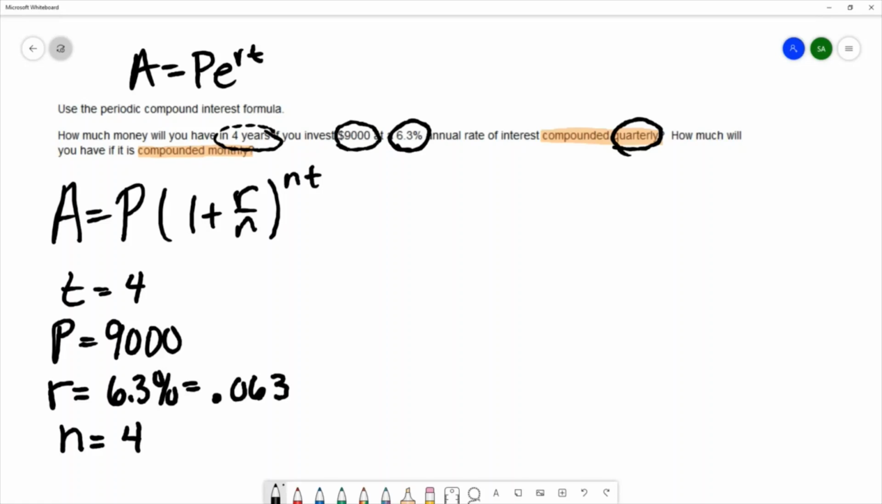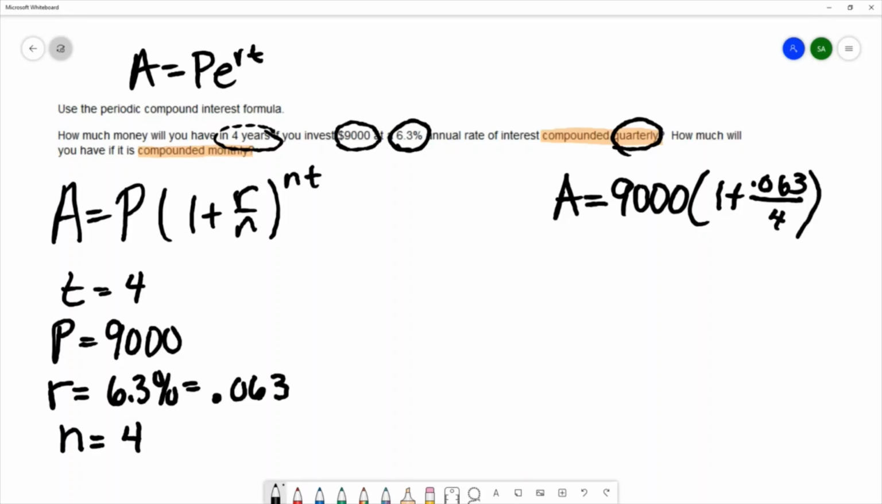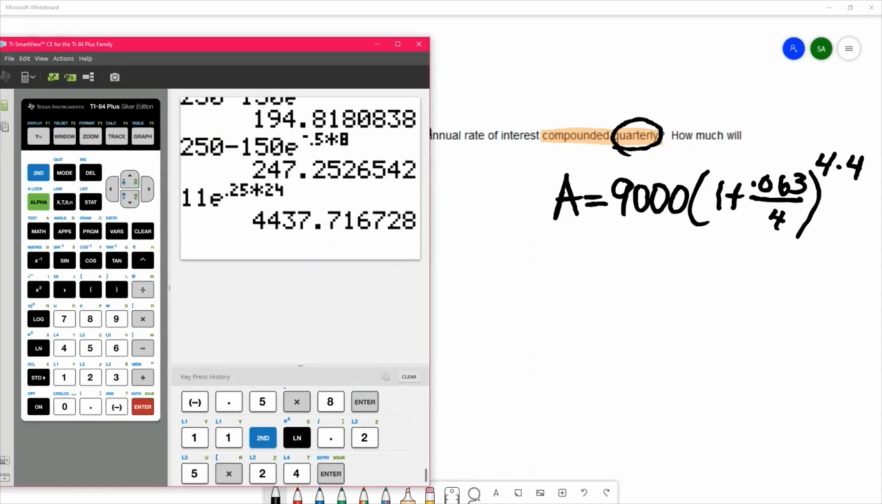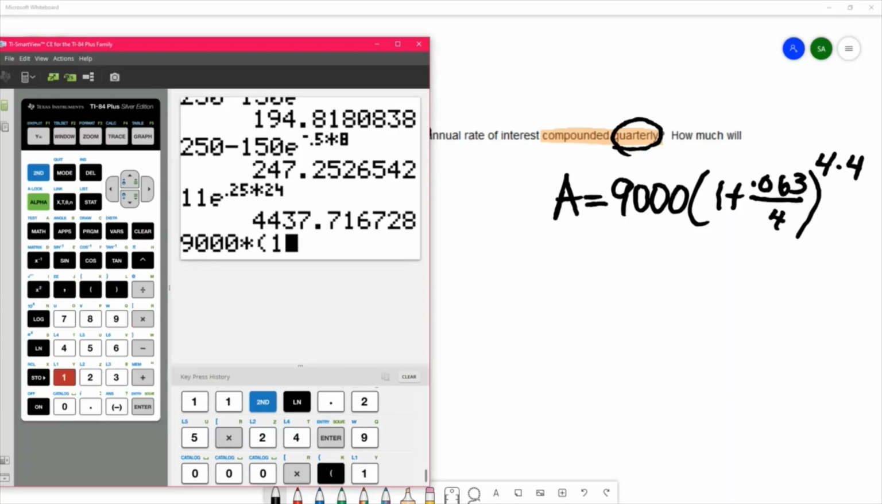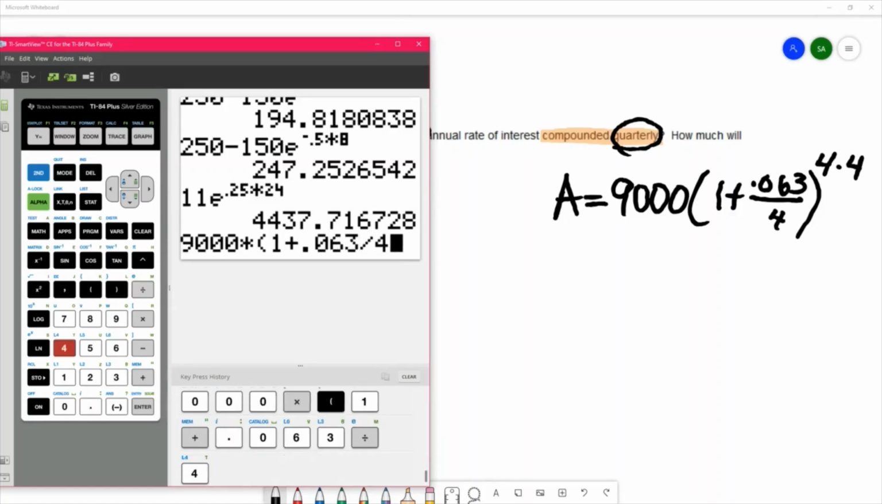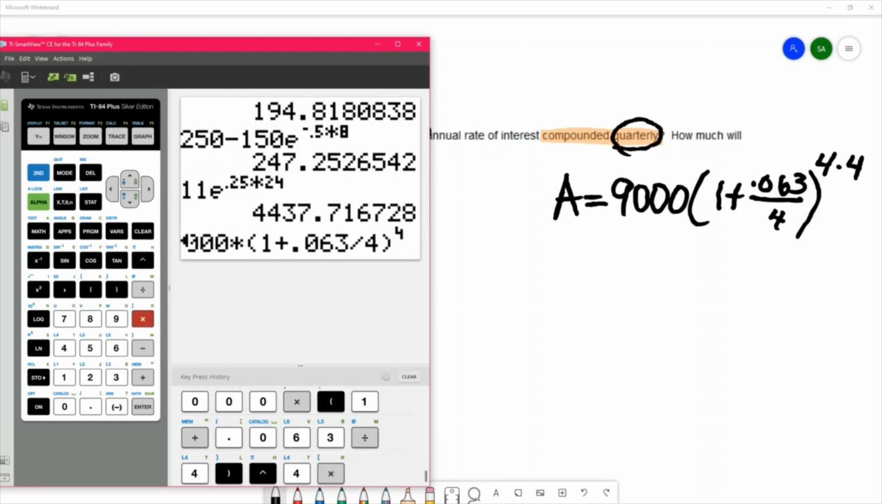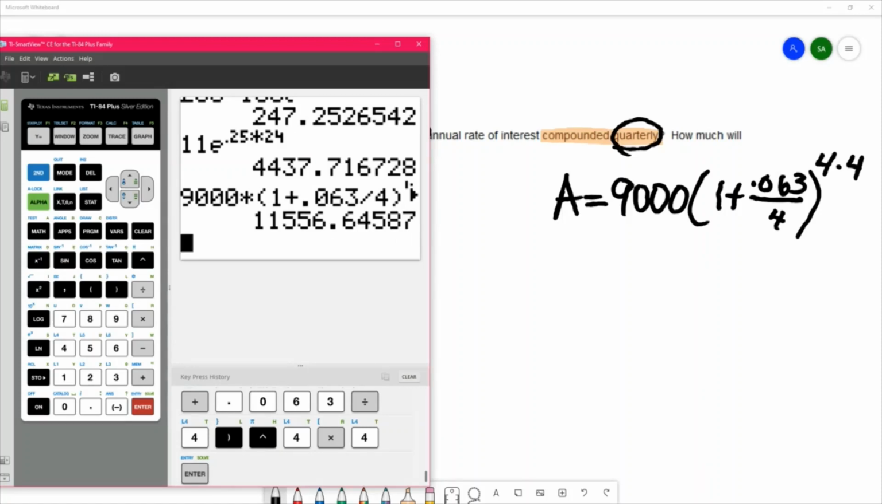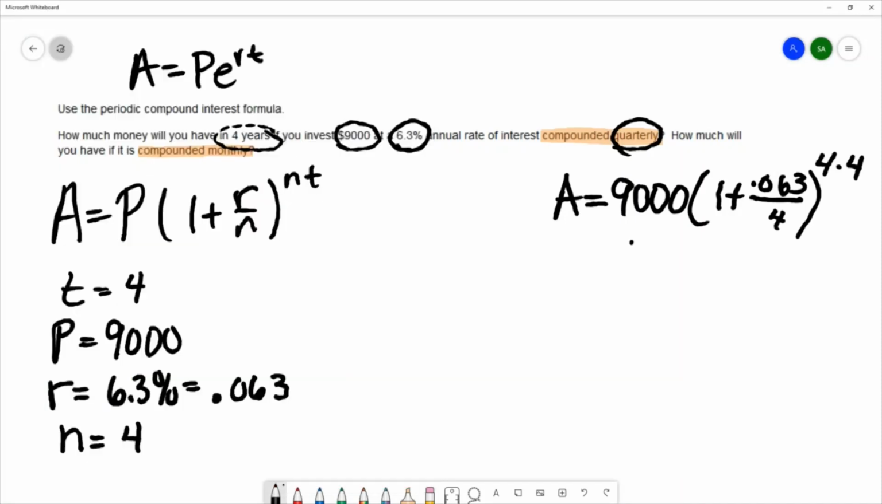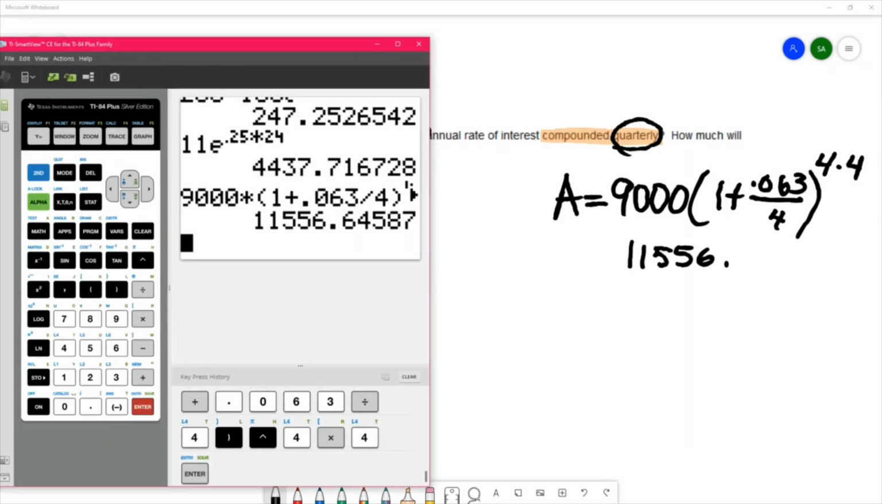We're going to substitute these values into the formula to get A equals 9,000 times (1 plus 0.063 over 4) to the 4 times 4, and we'll type this in our calculator to get the value. We have 9,000 times 1 plus 0.063 over 4 raised to the 4 times 4. So that $9,000 would grow to be $11,556.65.